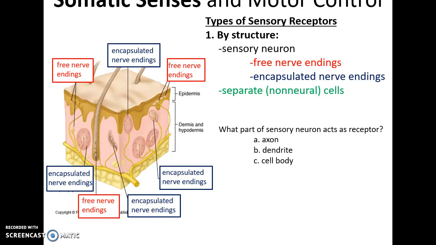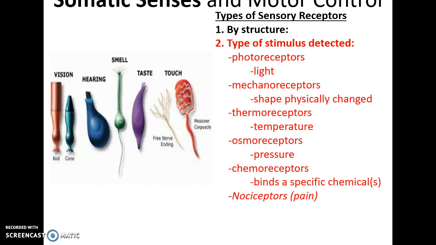These sensory receptors can be divided by structure. For instance, there are many sensory neurons that are also the sensory receptors. These could be free nerve endings that are just out there, part of the tissues, or they could be encapsulated nerve endings surrounded by layers of connective tissue forming a specialized structure. And of course, the free nerve endings are the dendrites of the neurons. In other cases, you can have a separate cell, a non-neural cell, be the receptor.